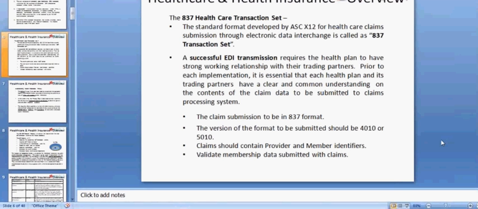Okay. So the claim submission is in a standard format that is acceptable to both the provider and the payer, number one, and you are sending or receiving the right version of the document. And the claims contain some basic edit information, like, for example, the provider and the member information and other validations that happen. Once it meets these criteria, we call it a successful EDI transmission.